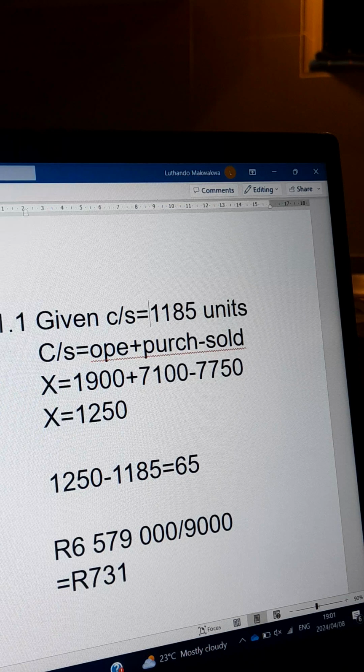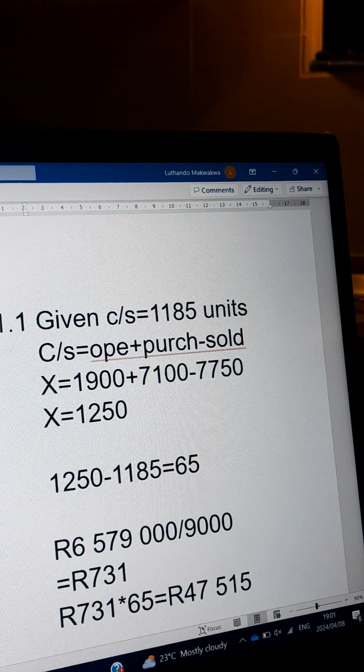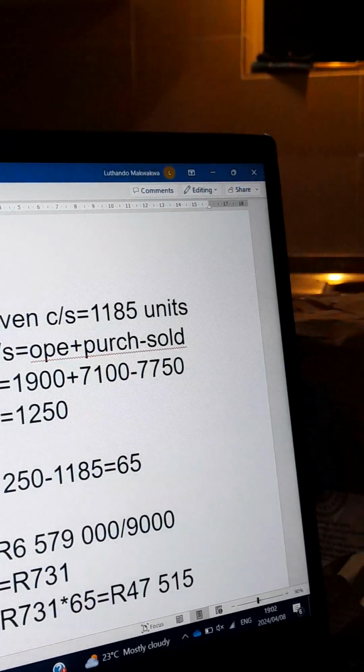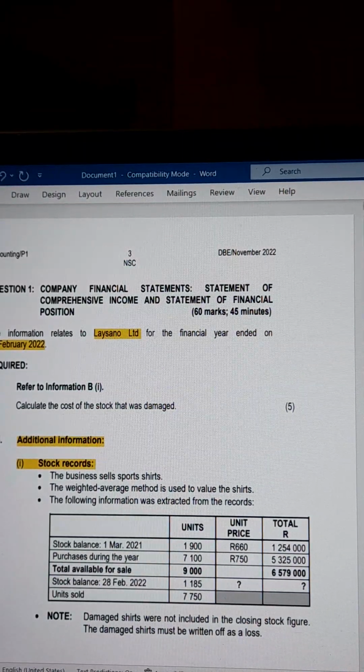So if we take the weighted average price of 731 multiplied by the 65 units, we'll get 47,515. This is the cost of the stock that was damaged. So we've answered the question. Thank you very much, guys.